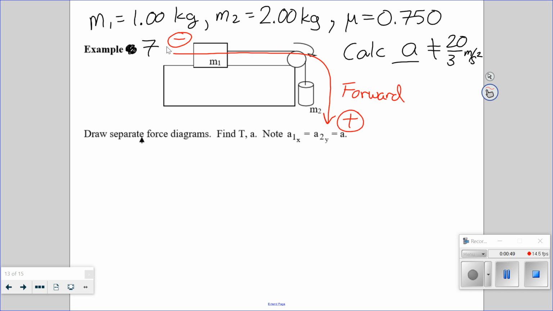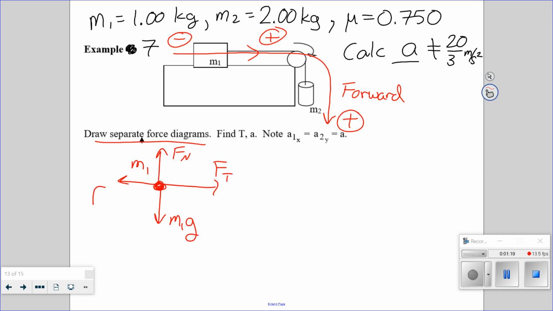And so this way forward is up here. This is also to the right is forward there, and down is forward once we're off the table edge. Okay, so separate force diagrams. We might need that for the tension. We'll do M1 first. It's going to have a force of tension. You could use capital T if you like one symbol. It's going to have its normal force. Of course it has M1G. And it's got a friction force. Let's do the curvy F, force of friction.